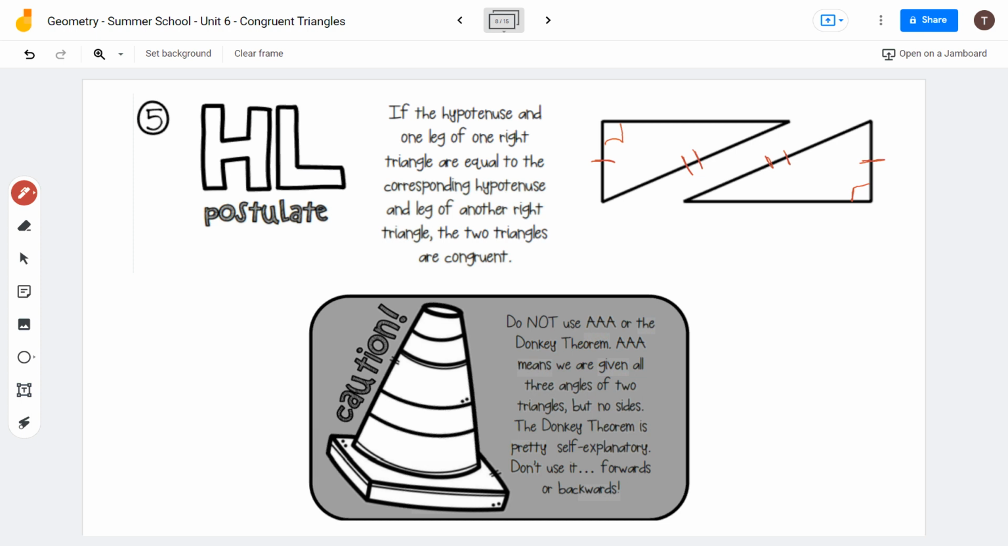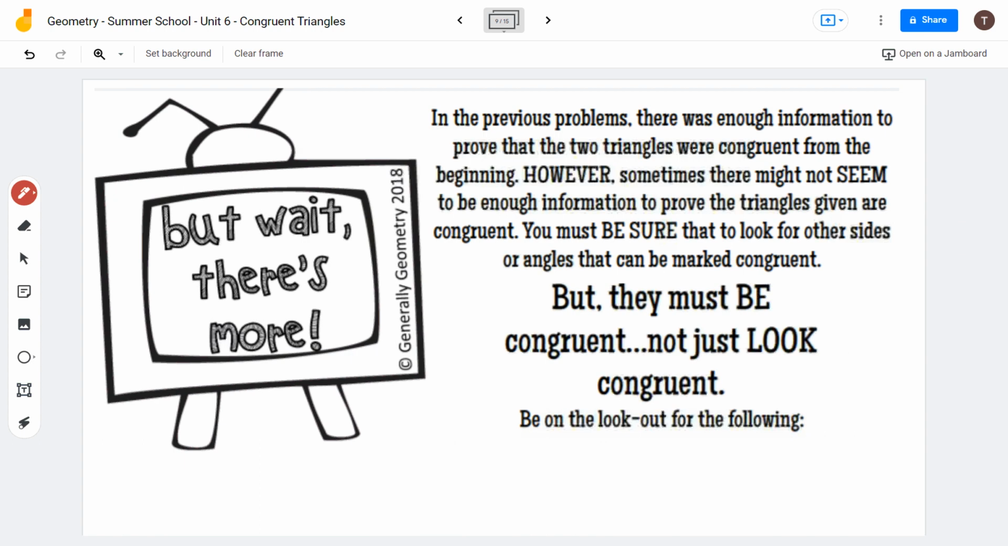Now we don't have an AAA theorem, and we don't have a donkey theorem. Not because they're bad words or anything, just because they don't work. It's not enough to prove those triangles congruent. We don't necessarily say that they're not congruent because we just might not have enough information to say for sure. So as I mentioned before, sometimes there might seem not to be enough information, but sometimes there is, which we'll talk about. Okay, so triangles must not just look congruent, they have to be congruent.